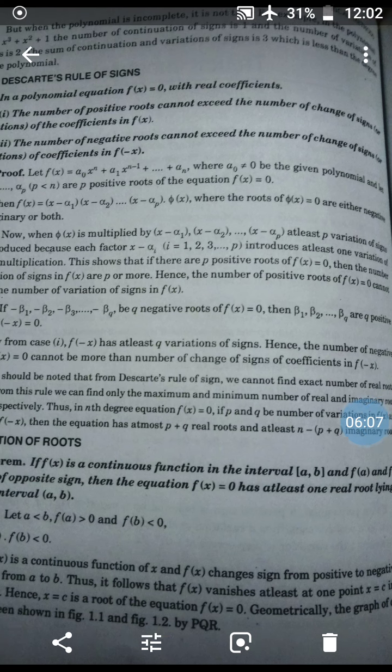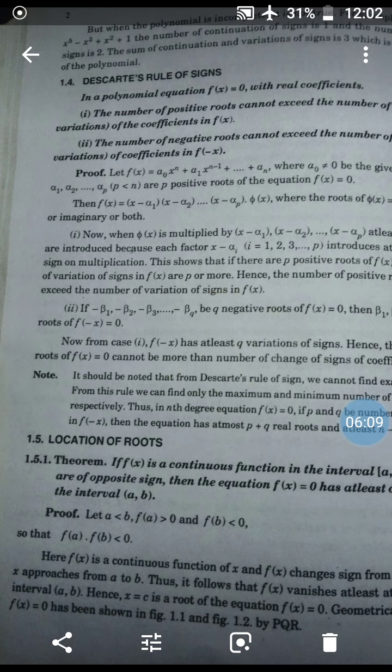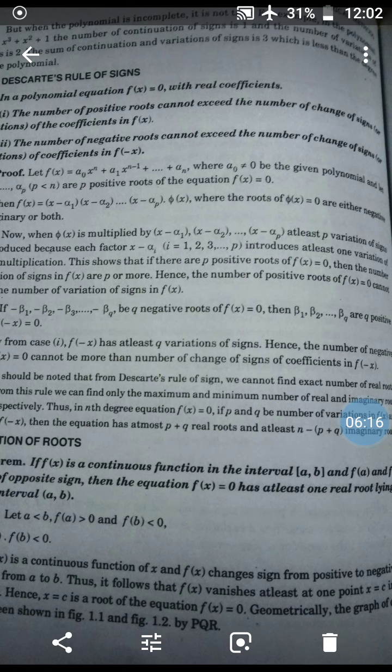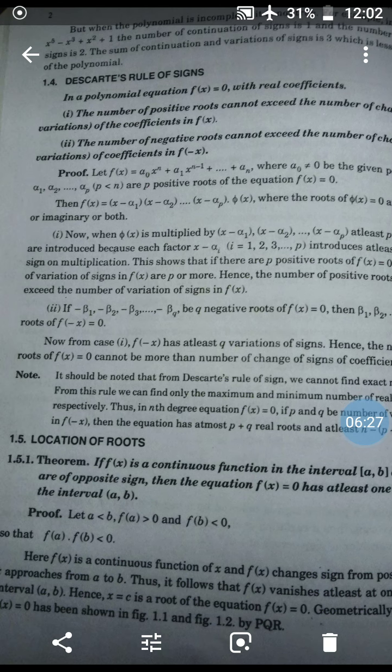We can say the number of negative roots of f x equal to 0 cannot be more than the number of changes of sign of coefficients in f of minus x. Therefore, the number of negative roots cannot exceed the number of changes of sign in f of minus x. So we have to remember these results.